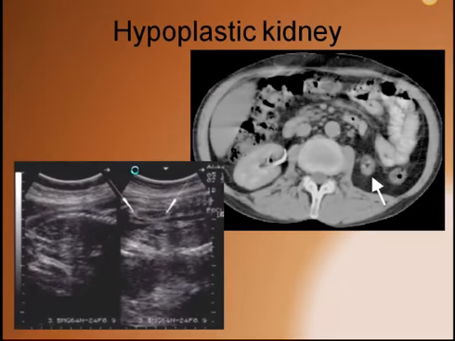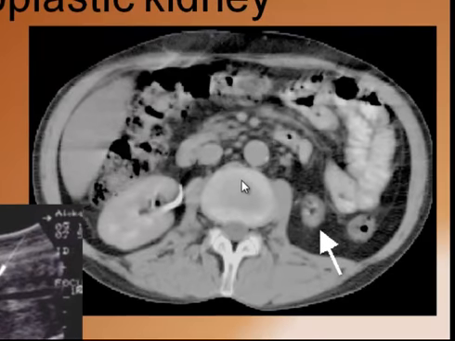Here's an example of a hypoplastic kidney on a CT scan. Now there's your vertebral bodies again. Here's the normal one. Here's the other one. There is a huge difference here between the two of them. Obviously there is asymmetrical, if you'd like, development.